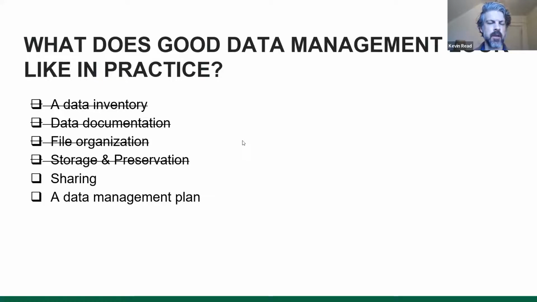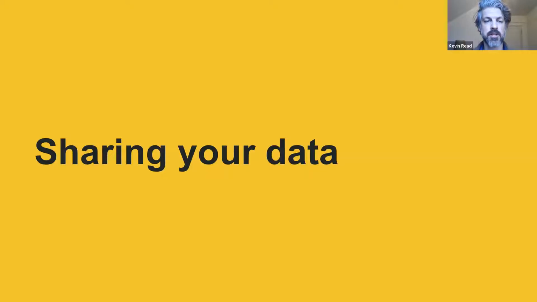Okay. So we've built an inventory, we have a good sense of what our data is and everything that needs to be involved in it. We've documented our data, it's organized in a file structure we can easily access, and it's stored and preserved for the long term. Now we come to one of the parts of the tri-agency policy that's being asked about, which is sharing. And when we talk about sharing your data, there are many things that are involved.